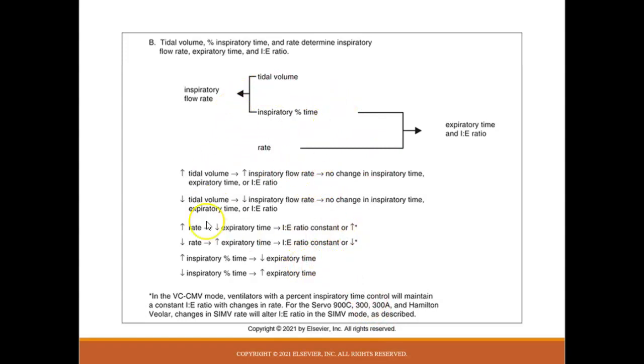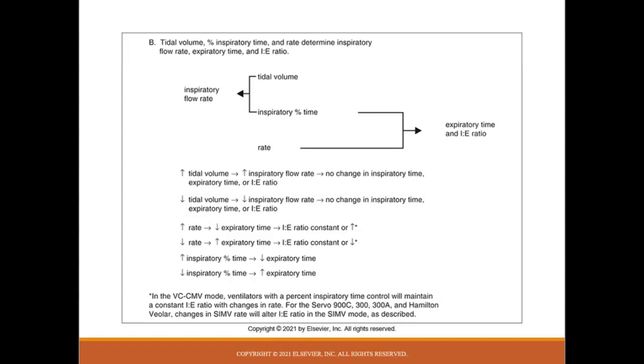All right, and then it goes on to a second part, B, which talks a little bit about the effects of volume, inspiratory time, and rate on inspiratory flow, expiratory flow, and that I:E ratio. I feel like that's a nice visual. Again, make sure you just understand the information in the chart. You don't have to memorize it.